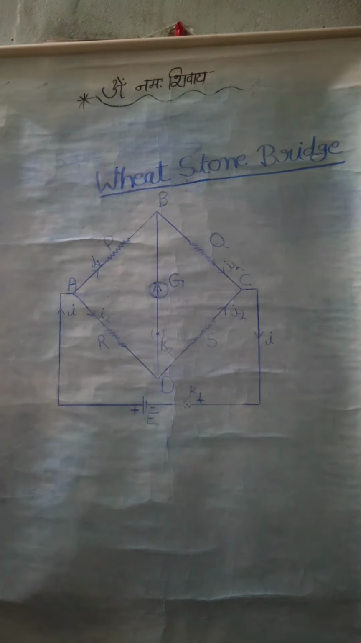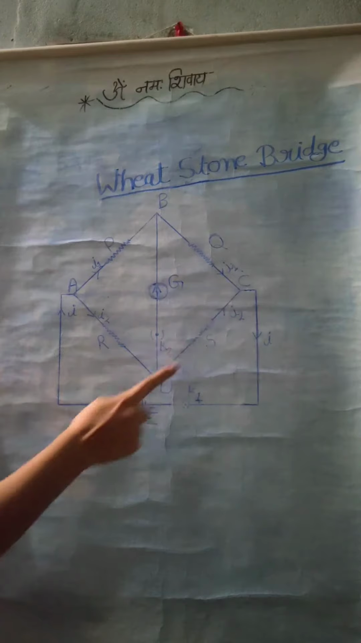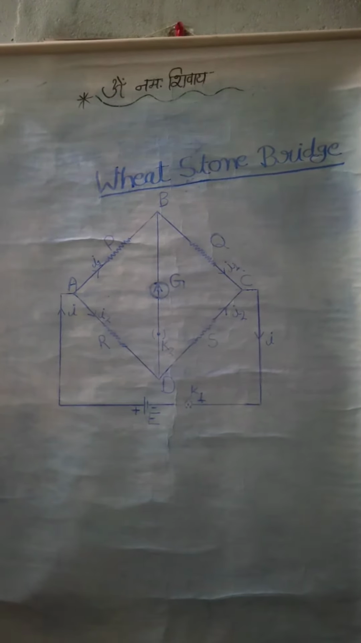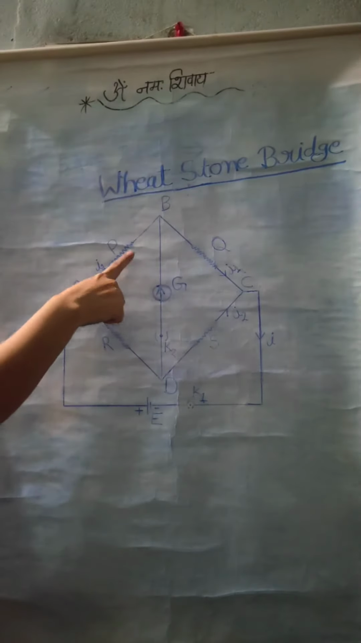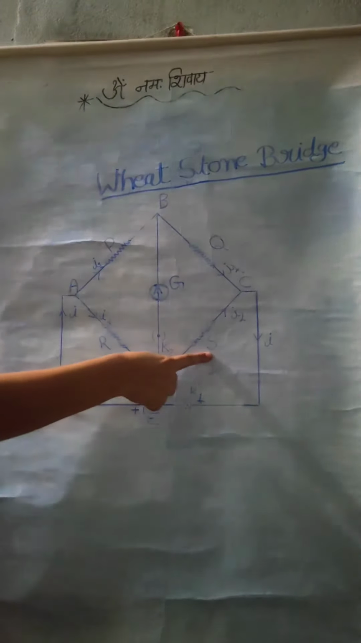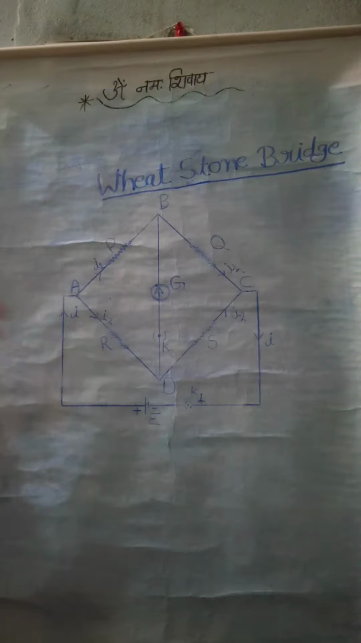The Wheatstone bridge circuit consists of 4 arms. Here you can see 4 arms AB, BC, CD and DA. The 2 arms consist of known resistance, while the other 2 arms consist of a variable resistance and an unknown resistance. As you can see, arm AB consists of resistance P, arm BC consists of resistance Q, arm CD consists of resistance S, and arm DA consists of resistance R.